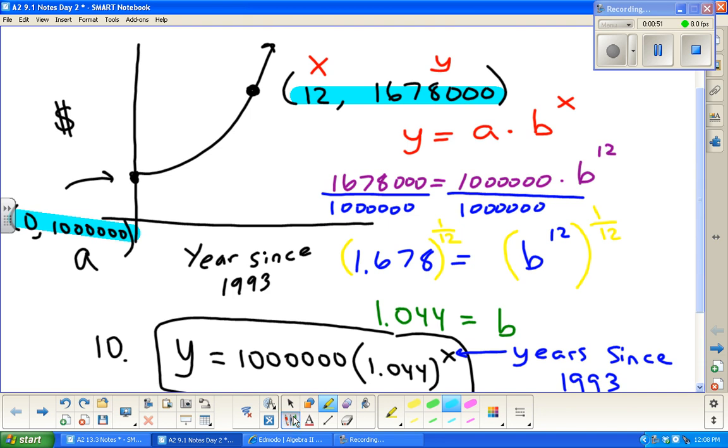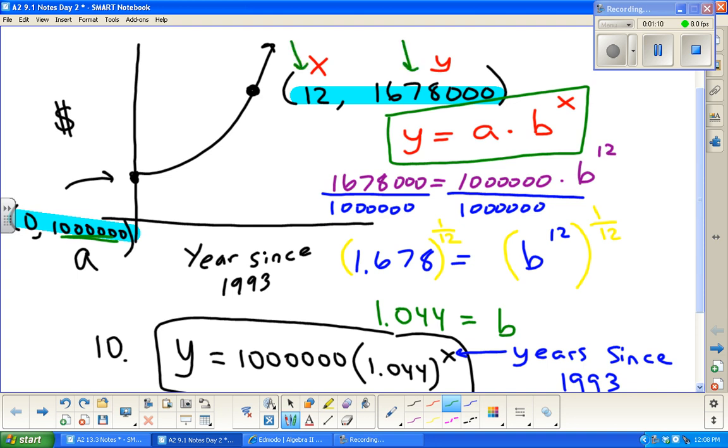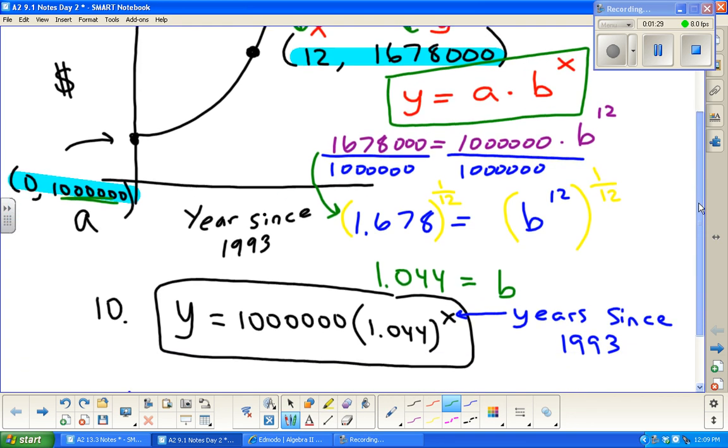So with this one, again, they're going to give you 2 points, and basically we're going to throw everything into the general form here. Just like before, the initial value is the a value that came from when the x was 0, and then the other point, the 12, was the x value, and then they gave you a y value. So you can see in purple there, plug those in. I wanted to go ahead and solve for b. That was the unknown piece, so we ended up dividing by the 1 million, and this gave me 1.6718 equals b to the 12th, and I would take both sides to the 1/12 power, because we needed to find out what b was.